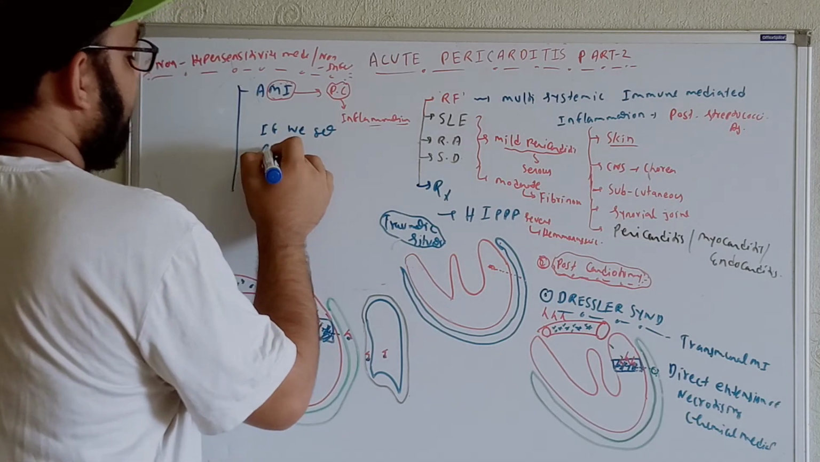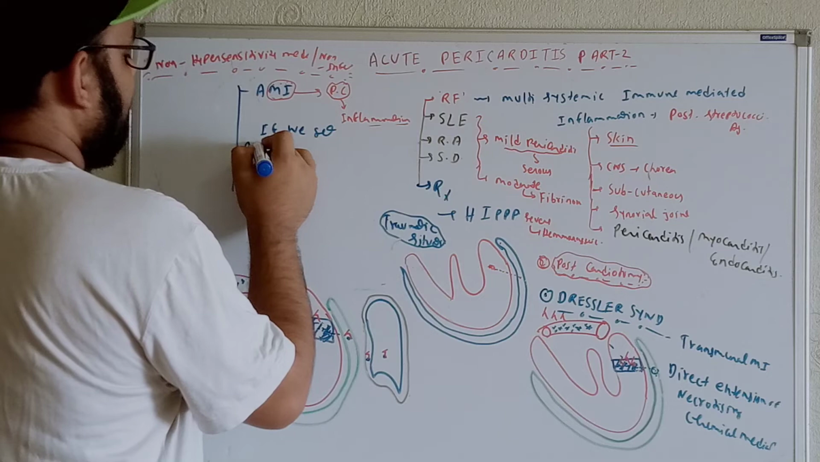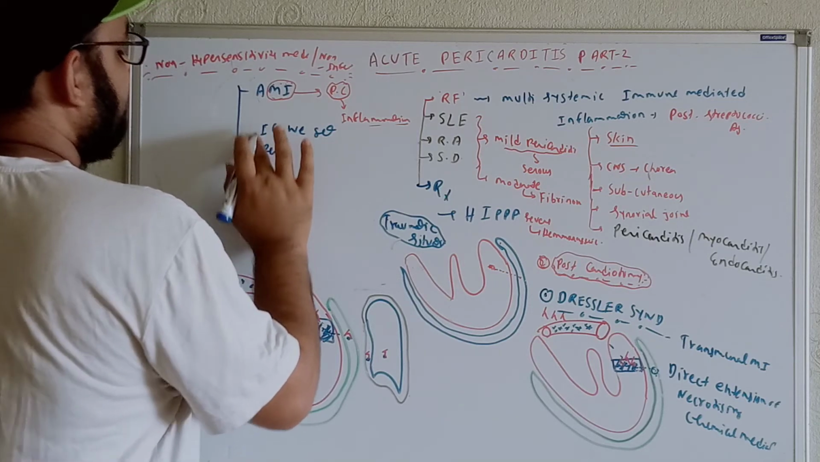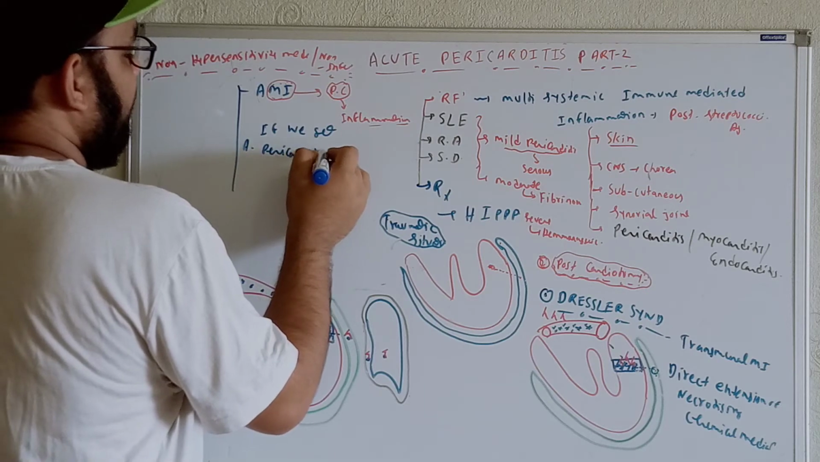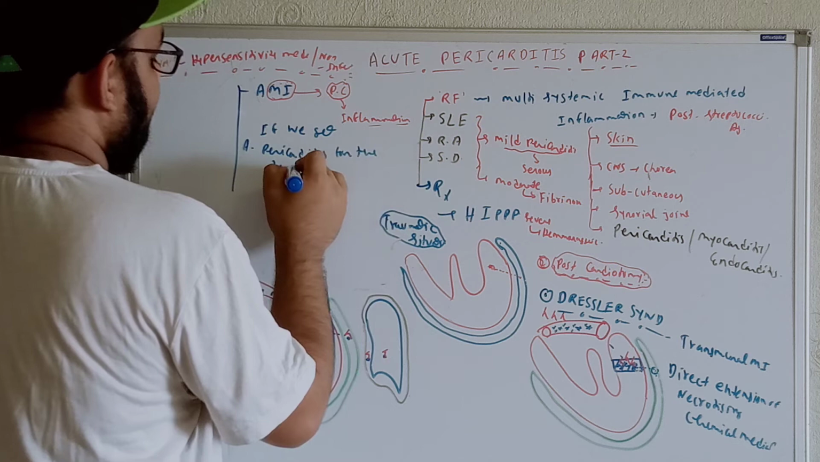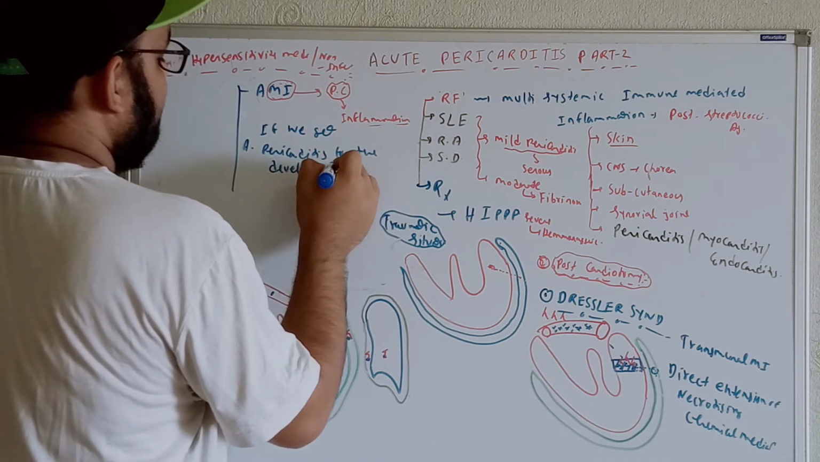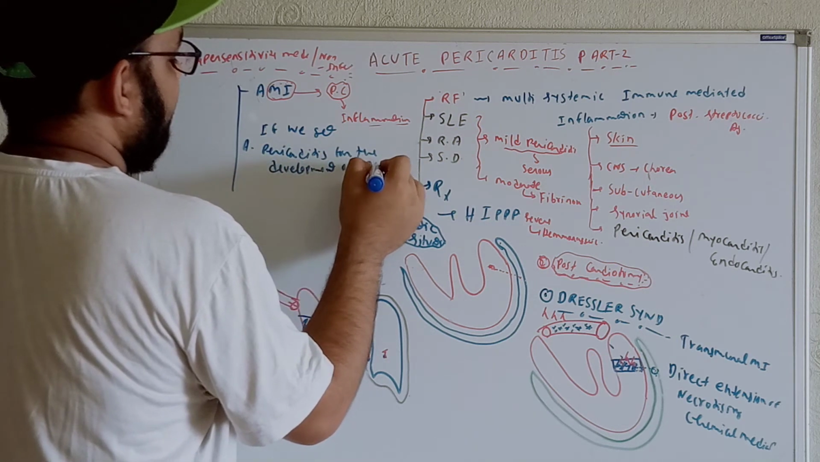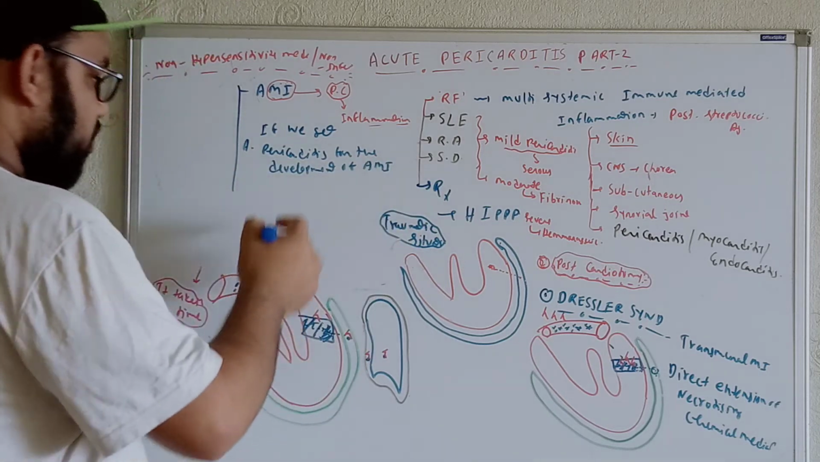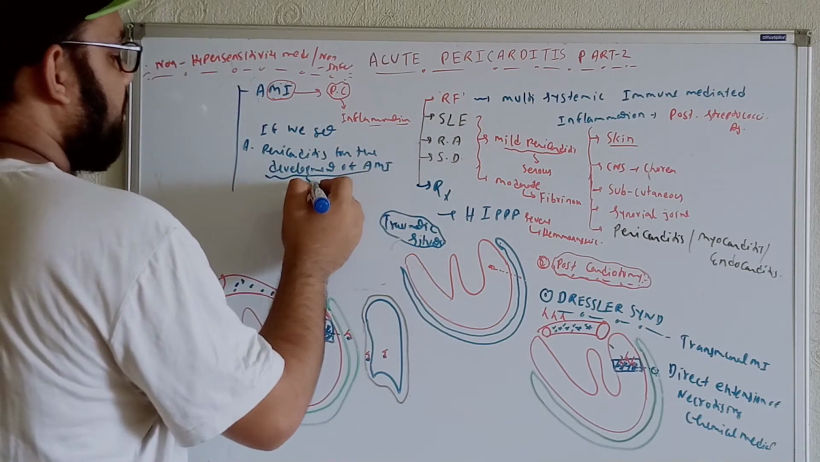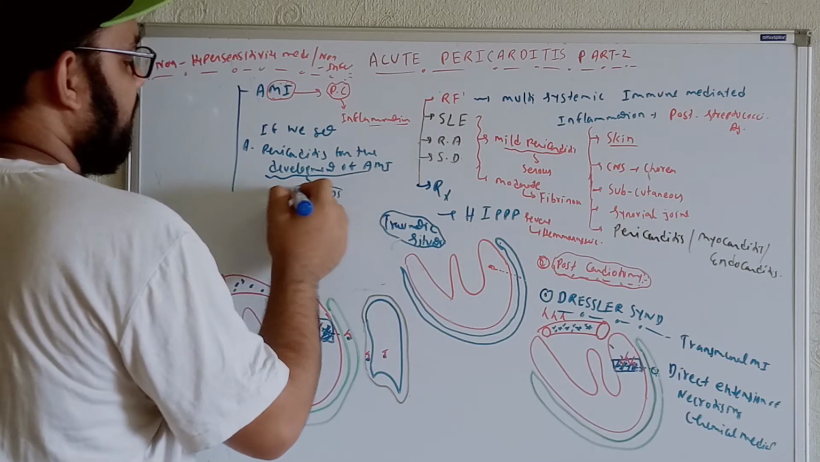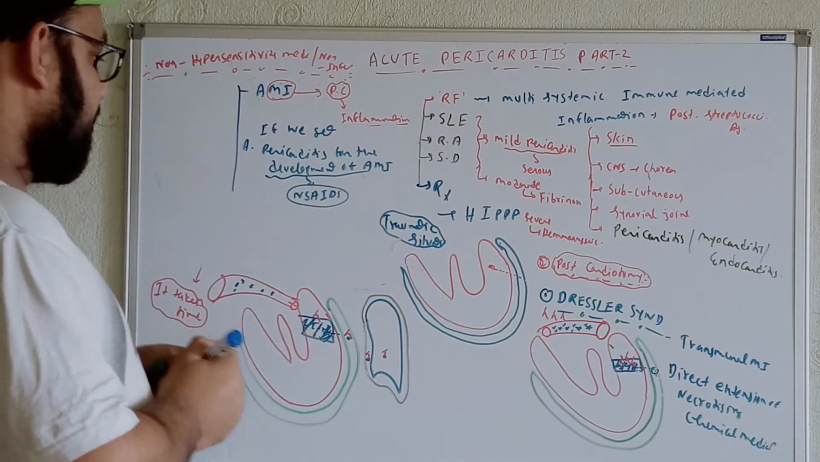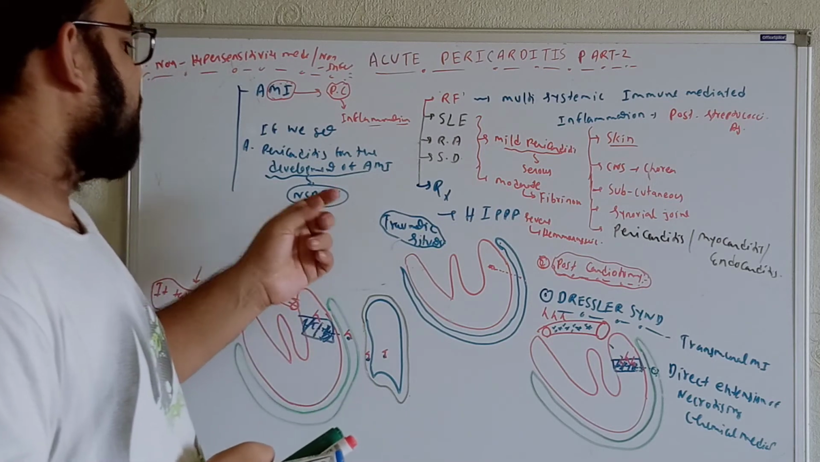If we get acute pericarditis, I'm writing A stands for acute, if you get acute pericarditis for the development of acute myocardial infarctions, at that time we are not supposed to use non-steroidal anti-inflammatory drugs. We are not supposed to use them.